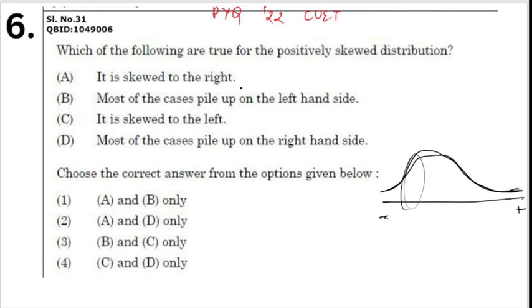Tell me, is it skewed to the right or skewed to the left? No, it's skewed to the right. We just discussed that skew means this particular area, the lower area, the tail area. So it's skewed to the right. It is a positively skewed distribution, so it's skewed to the right. Then most of the cases pile up on the left. No, they are contradictory to each other. So what would be the answer? The answer would be options A and B. So option 1 is our correct answer here.